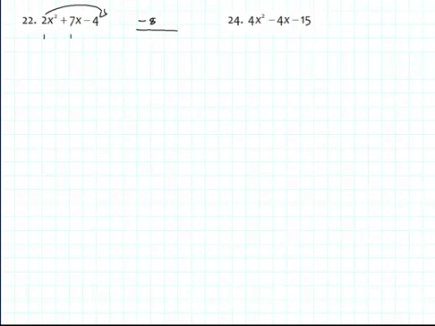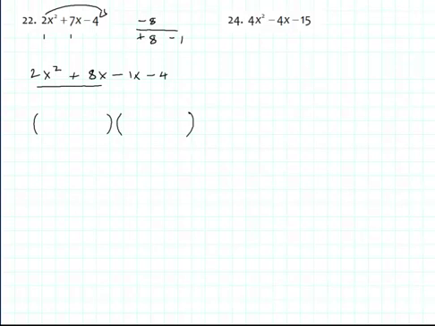Negative 8, since it's a negative, I know the signs will be different. And I'll use a positive 8 and a negative 1 to get that 7. So I'll split the middle and go 2x squared plus 8x minus 1x minus 4. I'll group the first two terms together, see what they have in common, and go ahead and open up a couple of sets of parentheses for my answer.